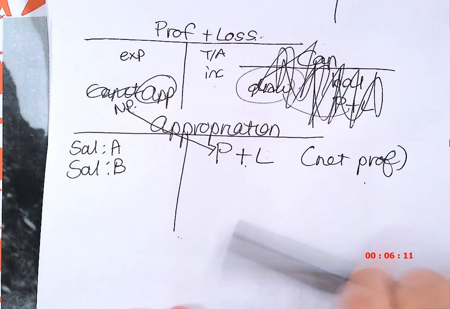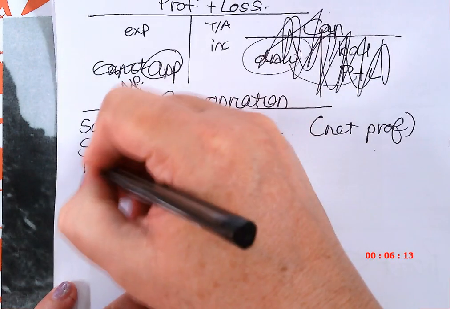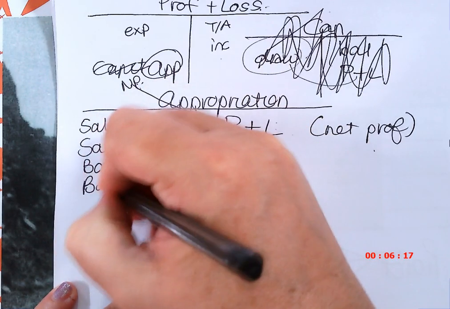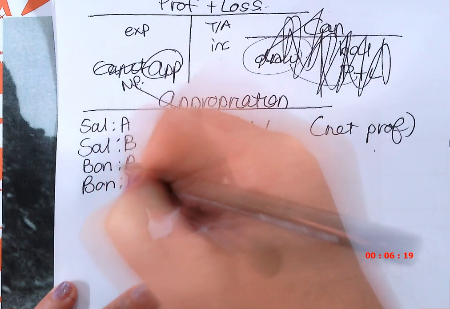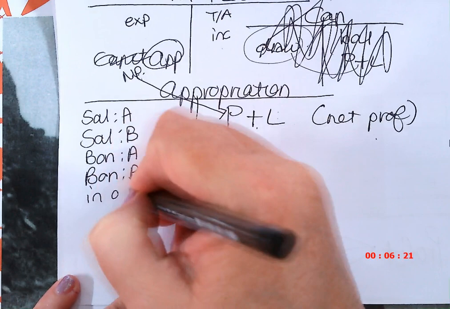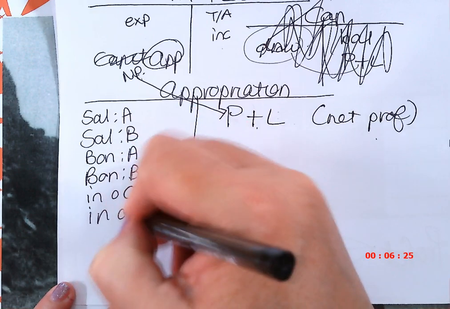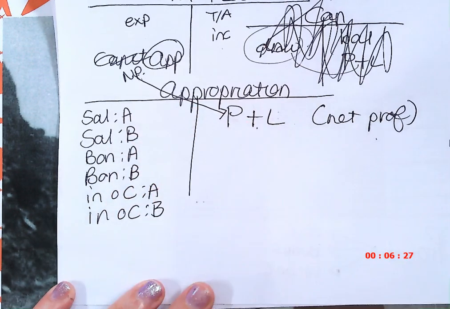Okay, so then we're also going to have our bonuses, if we have bonuses. We don't have to have bonuses. Interest on capital. Can you see every time with everything I have to specify with which partner I'm busy with? Okay?